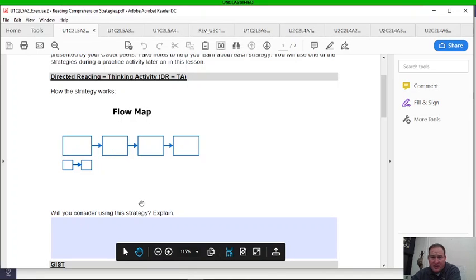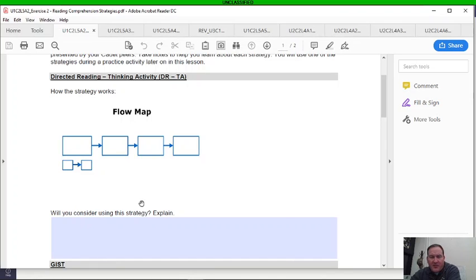I'll never use this strategy, which is a bunch of BS, guys. Come on, let's focus. Let's learn. Have more tools in your kit bag than what you have today.